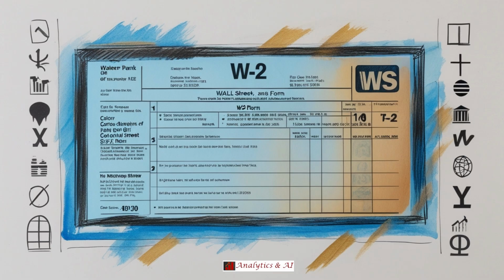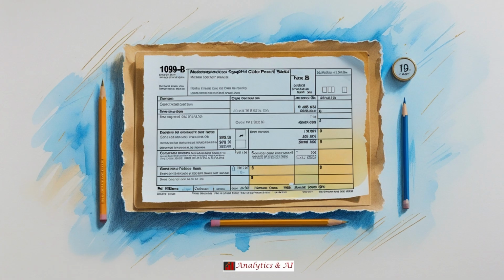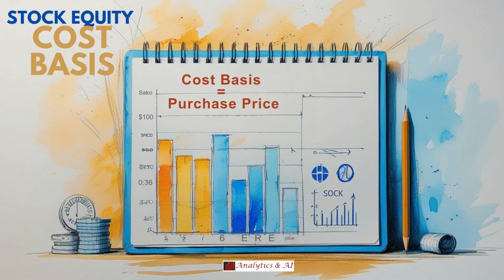Equity stock compensation is reported on your W-2 and IRS Forms 3921/3922 filed by your employer. And brokers file statement of basis using Form 1099-B at sale. Your cost basis is what you paid for the stock, the purchase price. Your gain is the sale price minus that basis. Always keep records of your purchase prices.